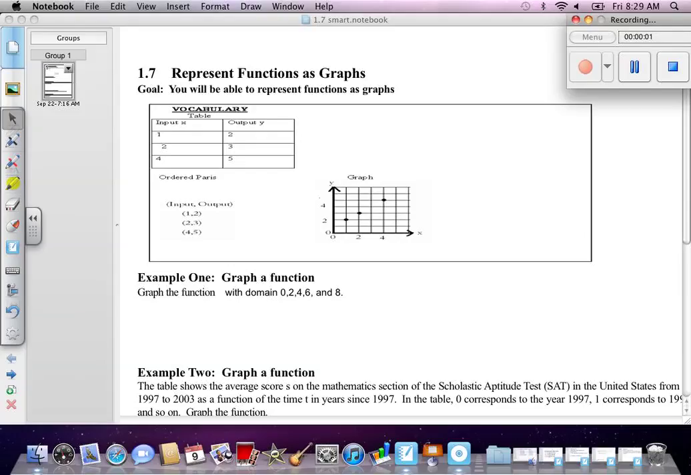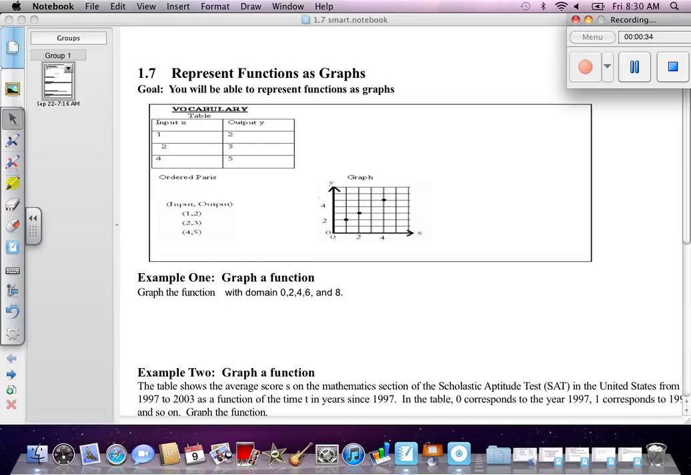You will be able to represent functions as graphs. We've got a table, with input and output, and then we can change those inputs and outputs to ordered pairs. That means (1, 2), (2, 3), (4, 5), and then we can graph those on a number line or on a graph. So that's what we're working on here: being able to take rules and functions and tables and transfer them to a graph.